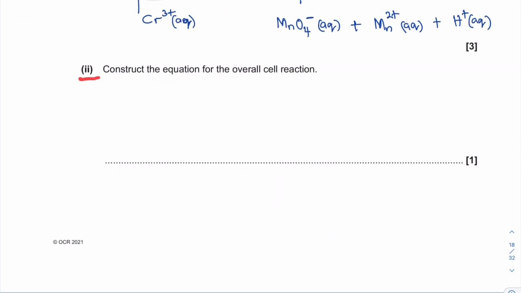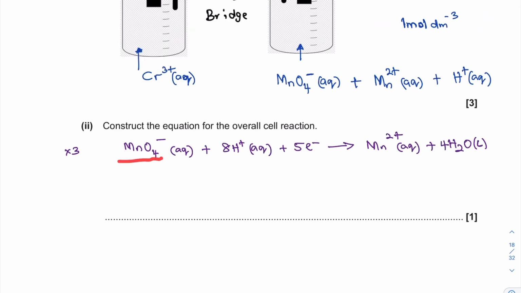Part 2, we need to construct the equation for the overall cell reaction. It's got 4 oxygen, so it's going to form 4 water, that's liquid. And the manganese 7+ here will form manganese 2+ aqueous. In order to balance the equation, we have 8 hydrogen here, so we have 8+ from the acid, and the 2+ charge here. The overall charge on the left is +8 and -1, which makes it +7. And we go to +2, so we need 5 electrons here, and that's why we had 5 electrons there.